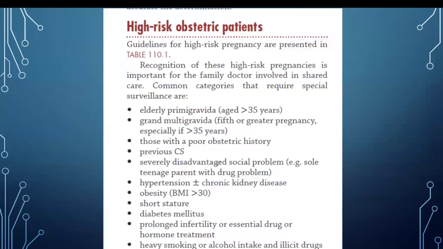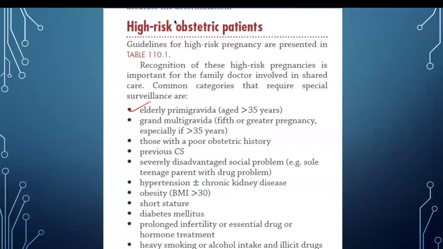Now, these are the list of all high-risk obstetrics patients. So the first one is elderly primigravida, which means never been pregnant before. For the first time, the patient is pregnant and her age is more than 35.